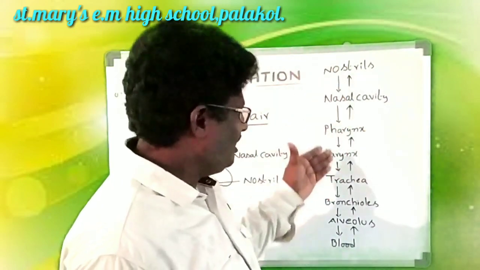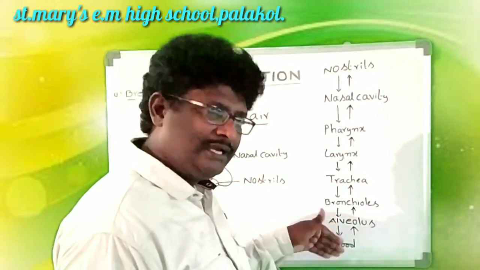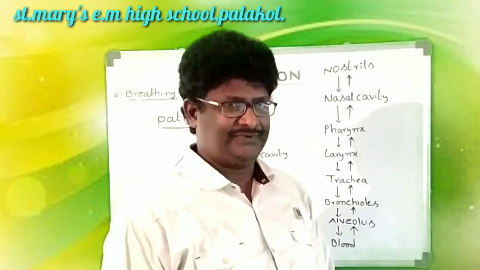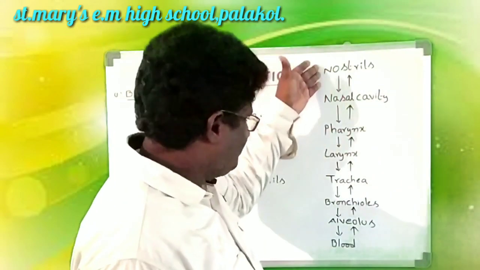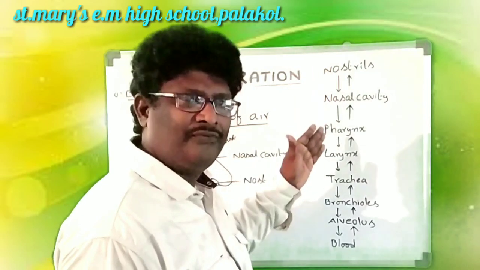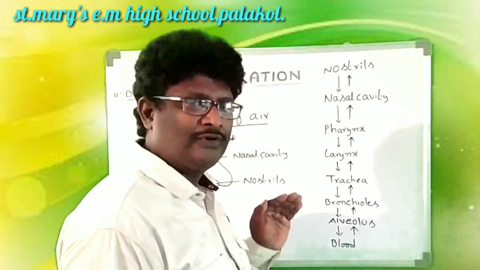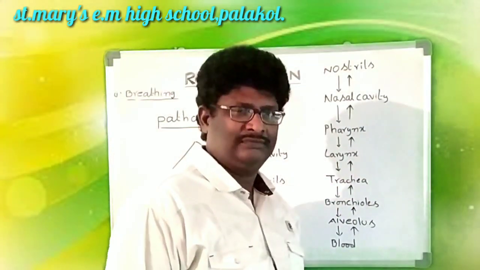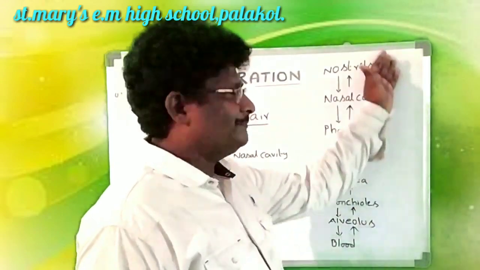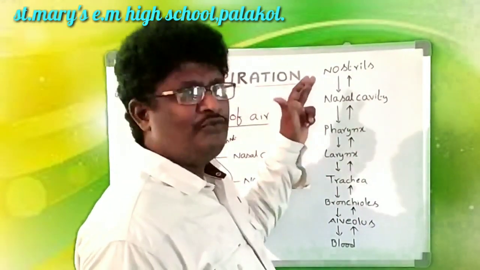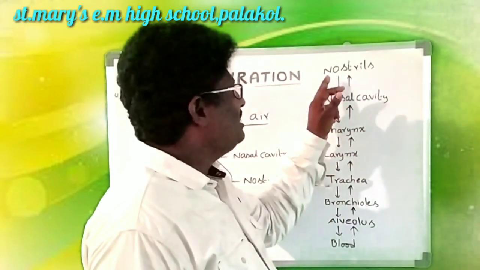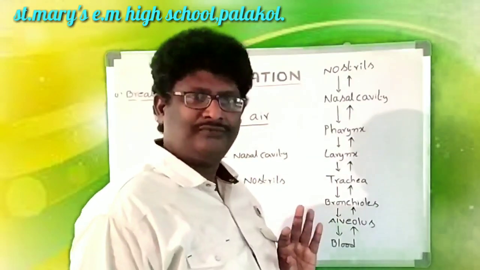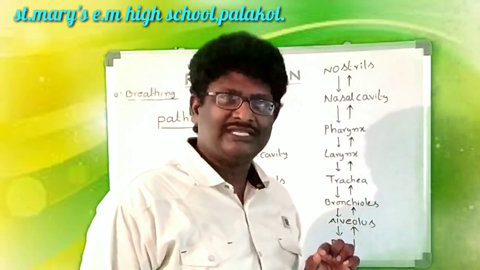See, this is the way to enter into the body. This is the way to go out into the atmosphere. So, this is the pathway of air which enters into our body. This total pathway is called the respiratory system. In this system, now we will see one by one. Each part of the respiratory system has a specific function.